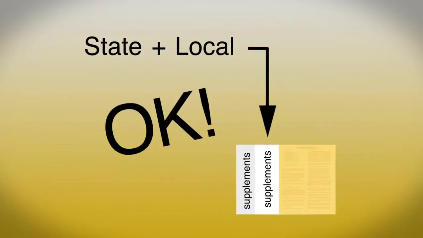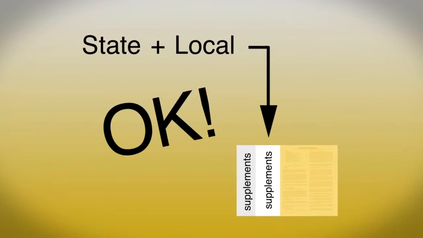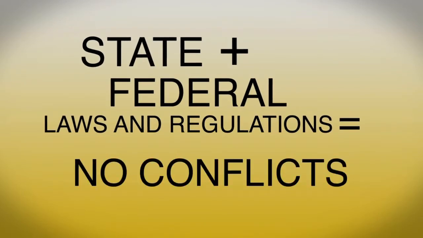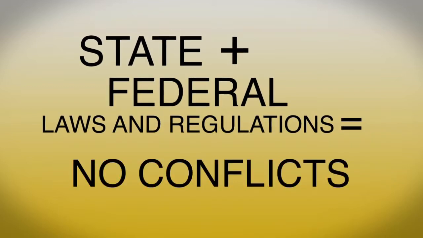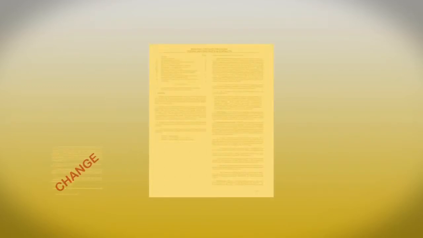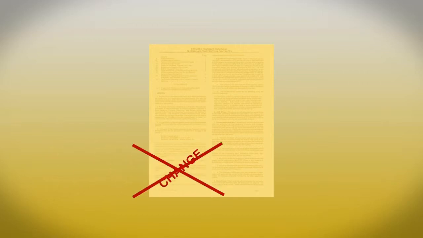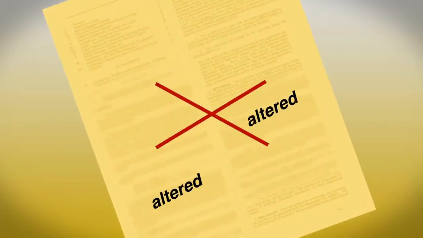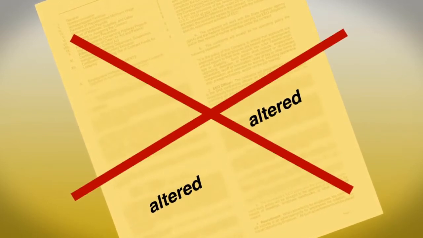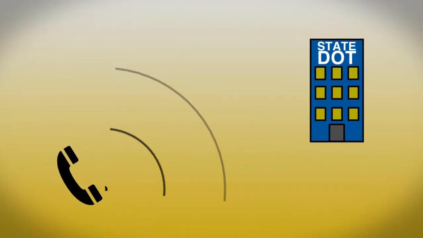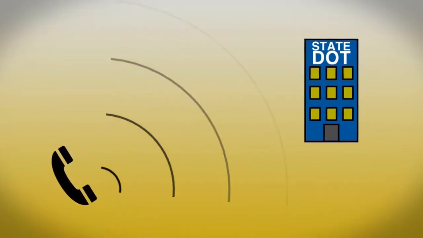Minor additions covering state or local requirements may be included in a separate supplement, as long as these additions do not conflict with state or federal laws and regulations. Additions also cannot change the intent of the required contract provisions of Form 1273. Remember, the Form 1273 itself can't be altered. Contact your state DOT to help you determine the types of modifications that are allowed.